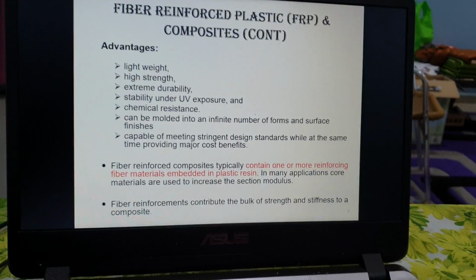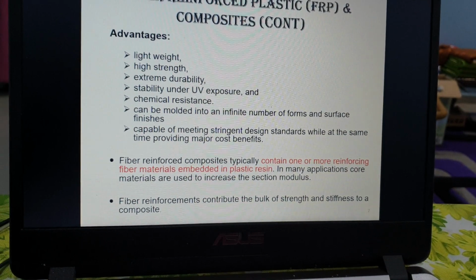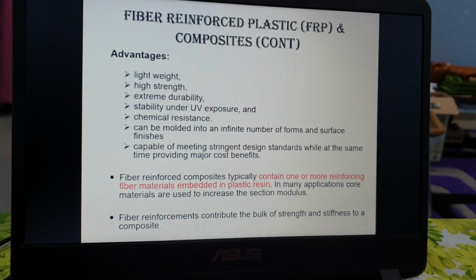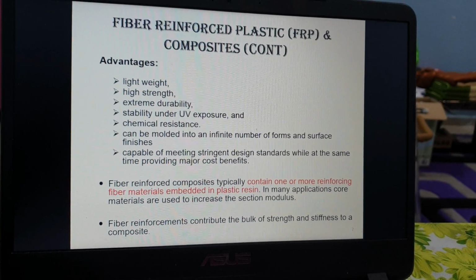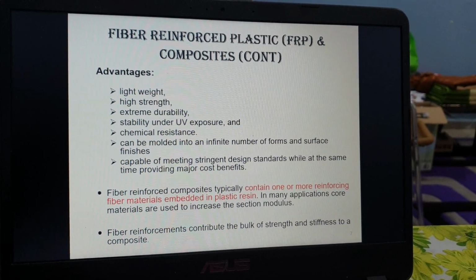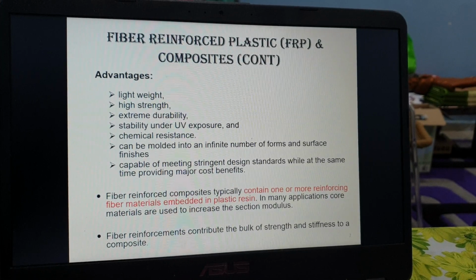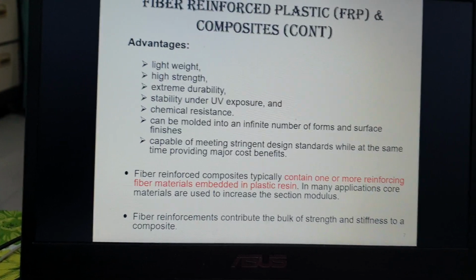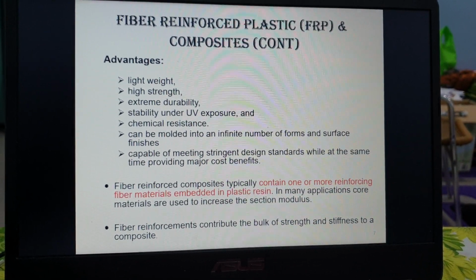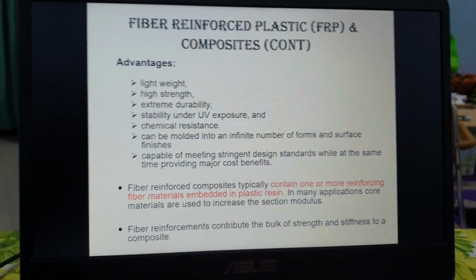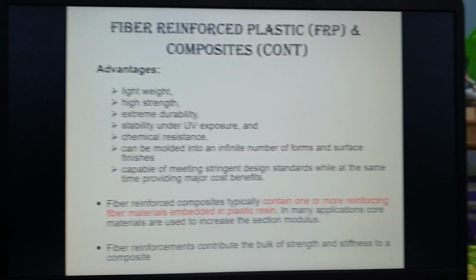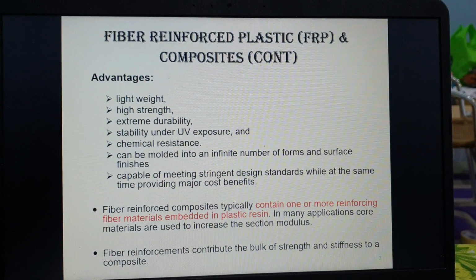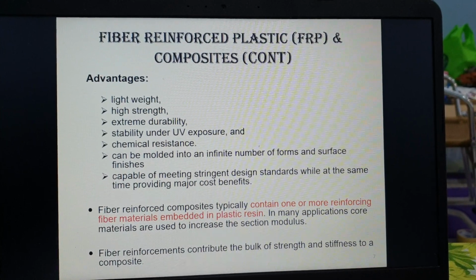steel. And we also know that fiber reinforced composites typically contain one or more reinforcing fiber materials embedded in plastic resins. In many applications, core materials are used to increase the section modulus. The fiber reinforcement contributes the bulk of the strength and stiffness to a composite, because the fiber is the component that reinforces the polymer.